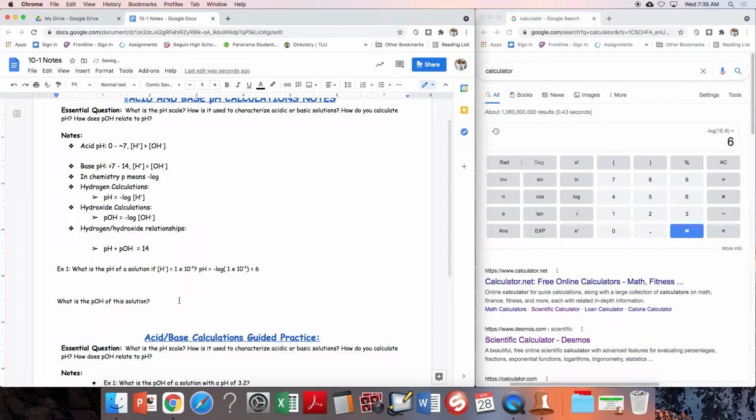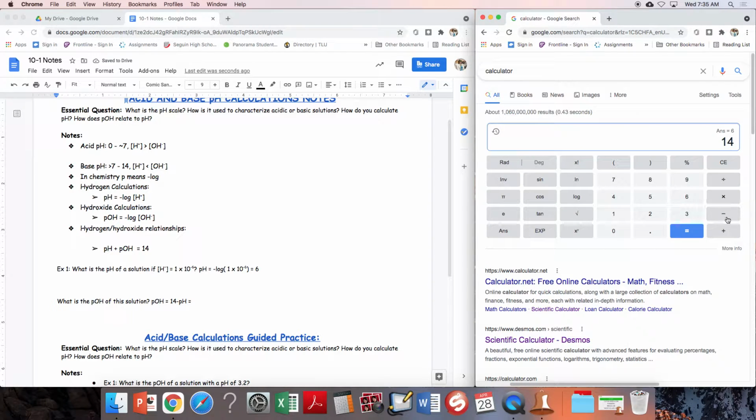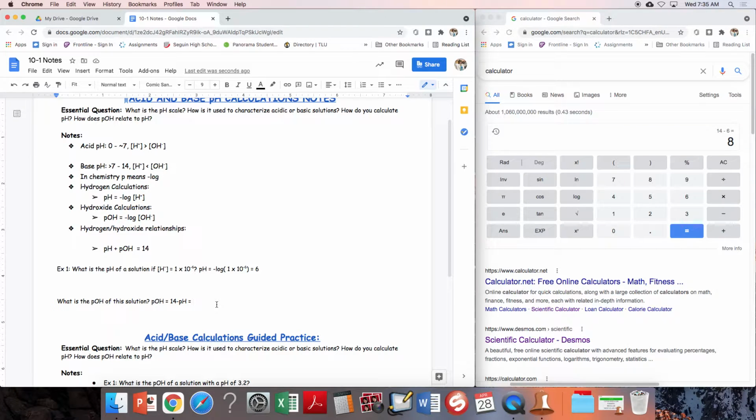Now we want the pOH of the solution. So remember, pH plus pOH equals 14. So if I'm trying to find the pOH, that's going to equal 14 minus my pH, which is going to be 14 minus 6, which I should be able to do in my head, but that just gives us 8. Pretty straightforward. All right, now why don't you pause and try the problems at the bottom, and then come back and join me.